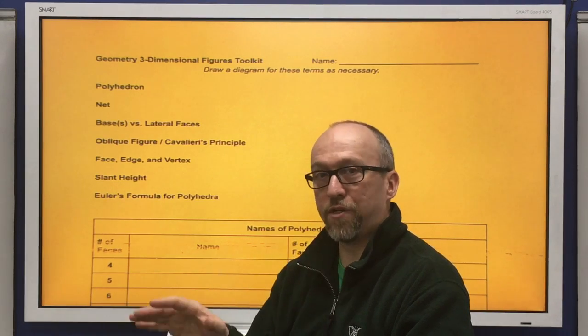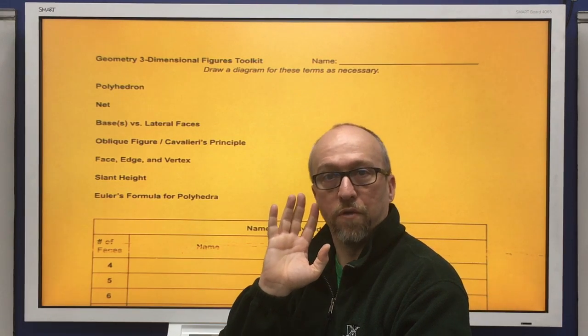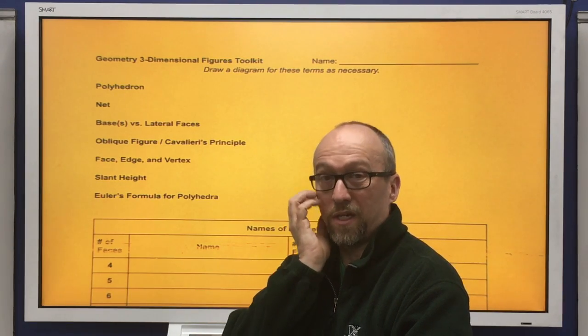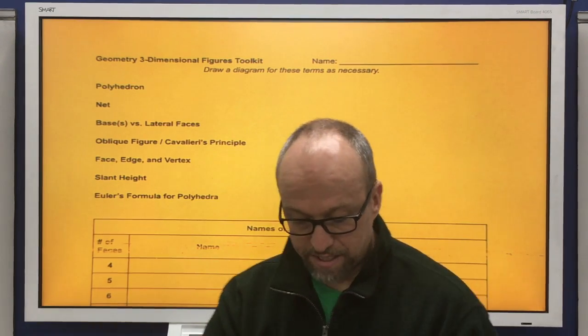Eventually, I'm going to scan all the geometry toolkits and upload those so that you all can make sure you've got a full set of complete, correct toolkits. So that's the goal here. And in the midst of this, I'm also going to demonstrate why some of the formulas are what they are. It's kind of surprising and cool at the same time.